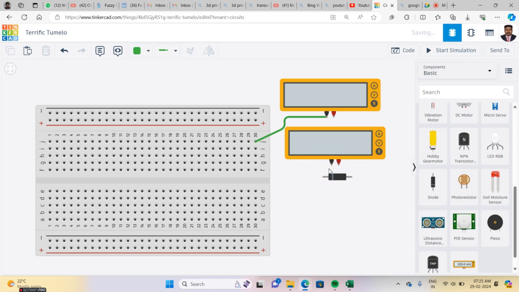But now, if I do the reverse connection and I start, it must show infinity. Understood? Yes, this is the difference between the conductor, insulator, and semiconductor.